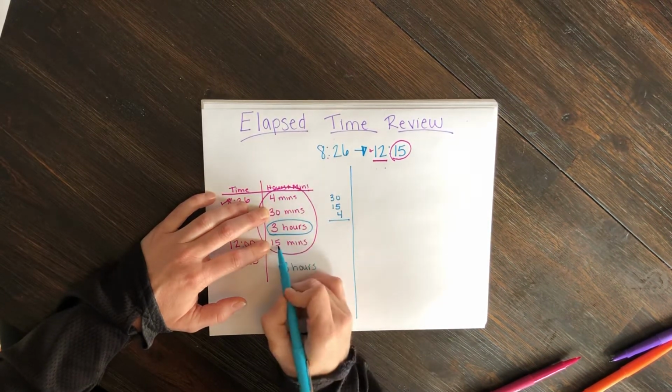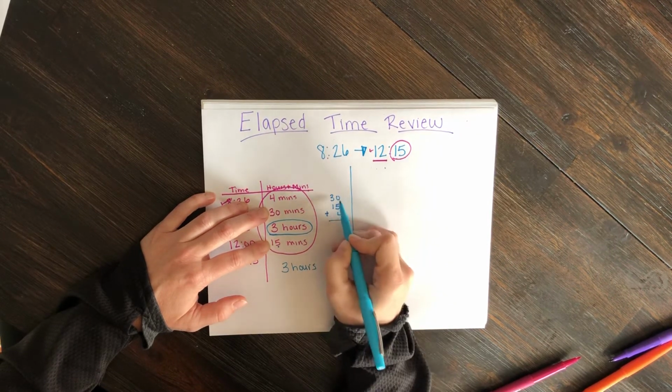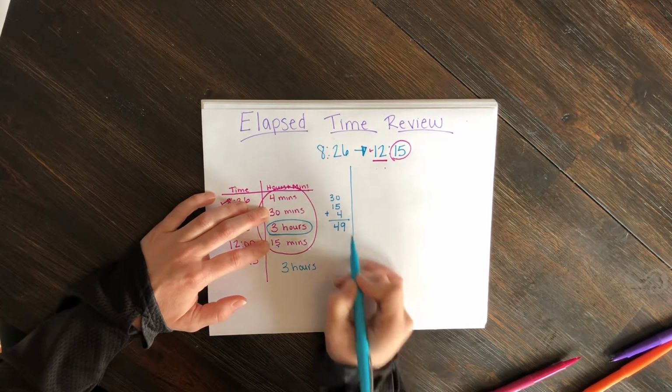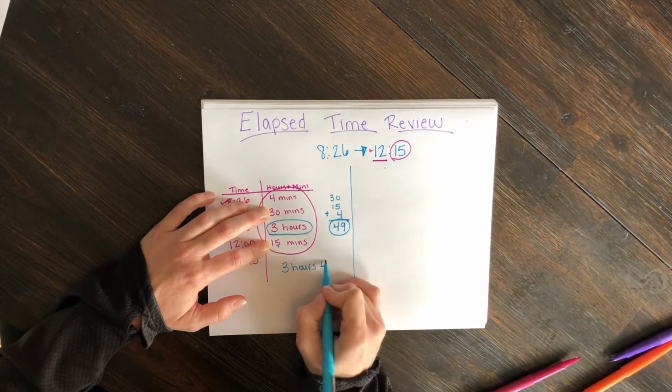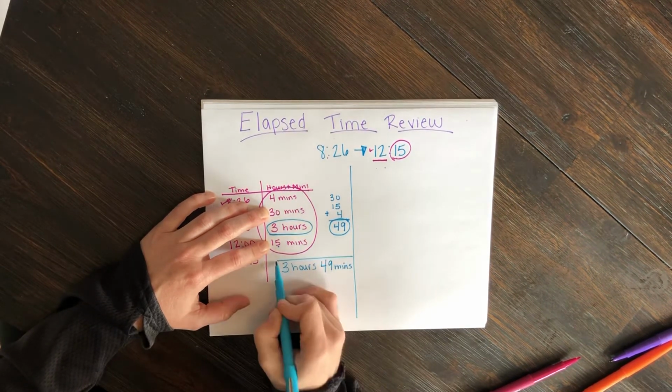4, 30, and 15. So I'm going to add them up by stacking. 0 plus 5 plus 4 is 9. 3 plus 1 is 4. So I have 49 minutes. So 3 hours and 49 minutes is my answer.